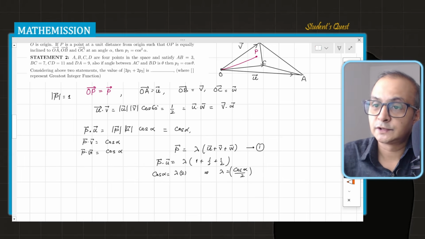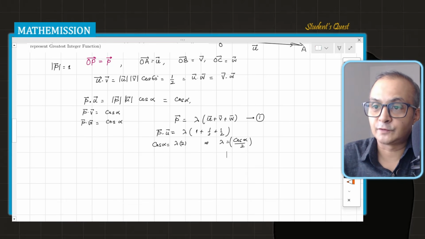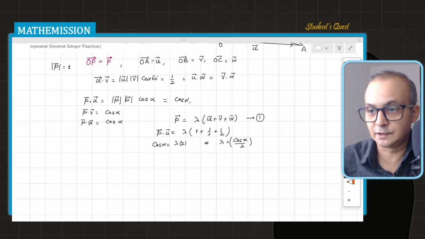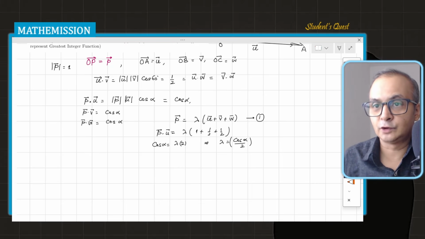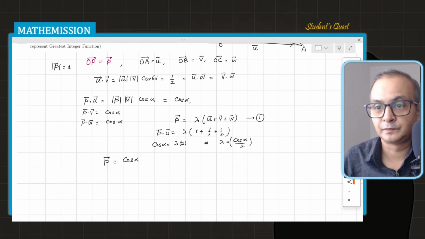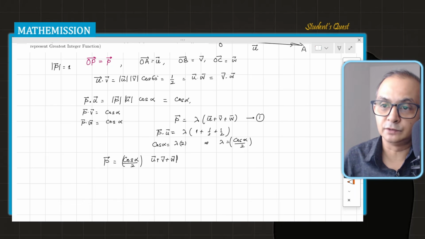We can also use the same fact for others, but it will give you the same value. It means if you apply it with P dot V, you will get the same value for lambda, or the same equation. But notice one thing, this gave the value of the vector P in terms of alpha. So I can write the P vector as cosine alpha by 2 times U plus V plus W.